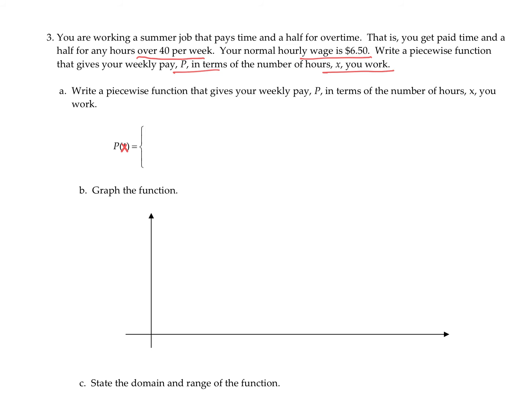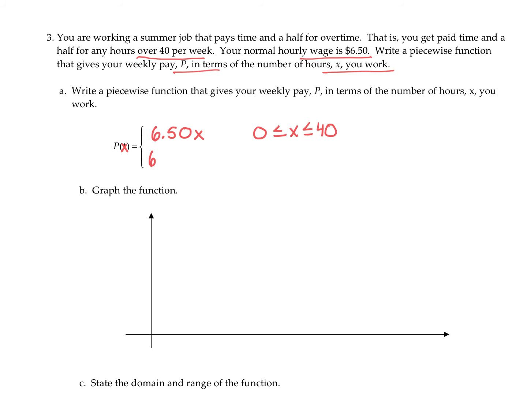So for most of the time, I get paid $6.50 times the number of hours I work. This is true whether I work 0 hours or whether I work up to 40 hours. So anything between 0 and 40. So the first part of my piecewise is going to be 6.50x, and that's true when my x is between 0 and 40. Now the second part of my function is going to be the overtime.